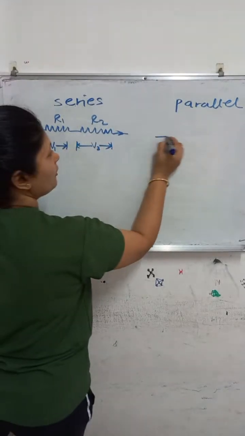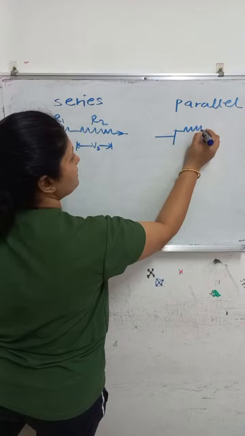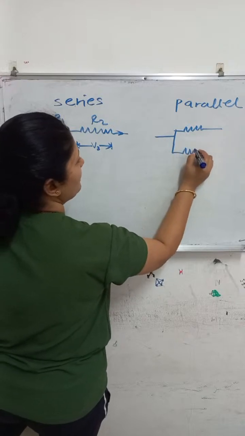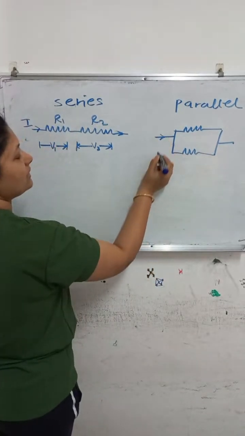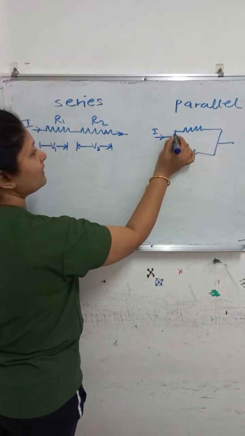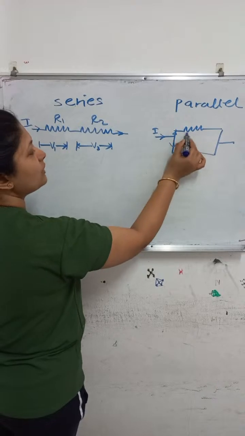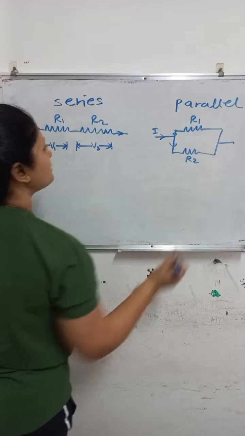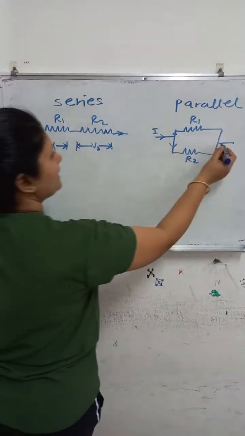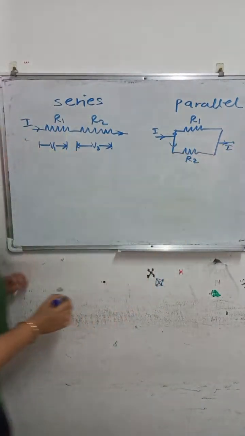And in a parallel combination, resistors are connected in parallel. How can you identify they are in parallel? Because here current I gets divided into two branches: some current is going through resistor R1 and some current is going through resistor R2. Again it gets combined, and here I amount of current is flowing.